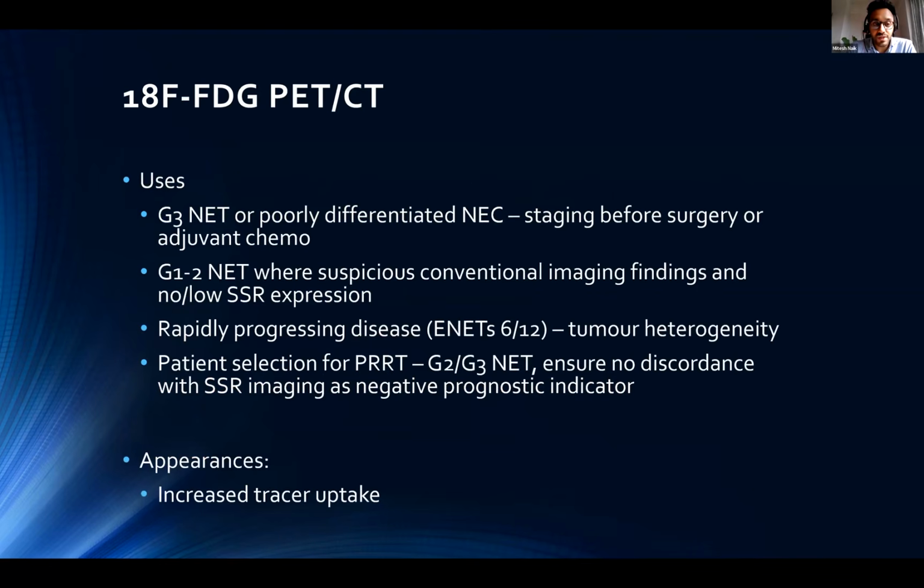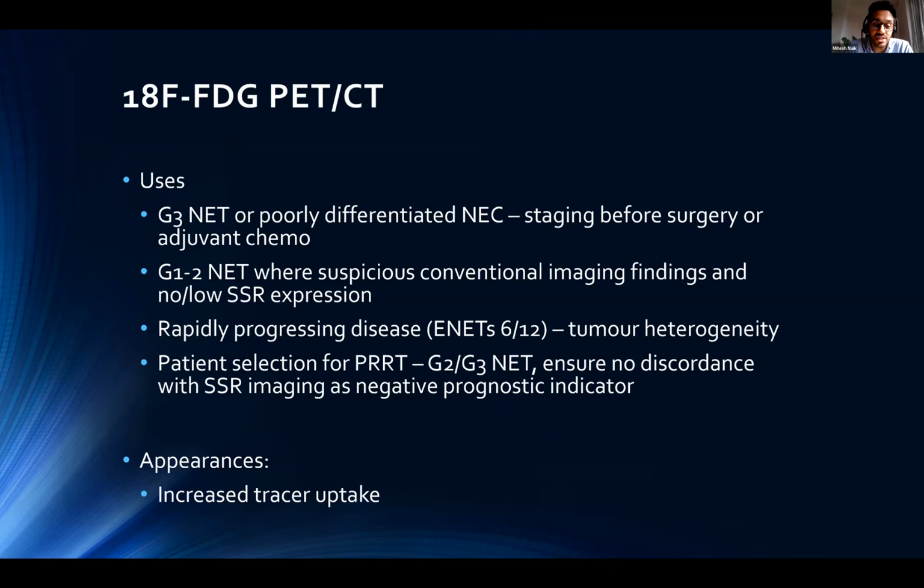So in terms of where we should be using these, this is for grade 3 NETs or poorly differentiated neuroendocrine cancers, staging before surgery or adjuvant chemo and then subsequent follow-up, or in grade 1 to 2 NETs where conventional imaging is suspicious and there's potentially discordance in terms of some sites showing uptake, other sites showing less uptake. Those other sites, you should always be suspicious that they may be inactive disease or disease which has become necrotic. Alternatively, it could represent dedifferentiated disease, particularly if it's rapidly progressing paradoxically compared to other sites.